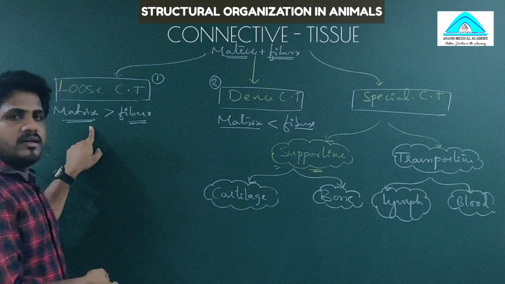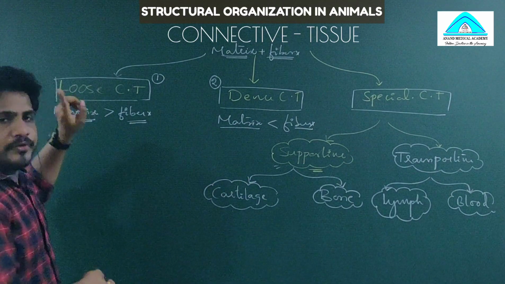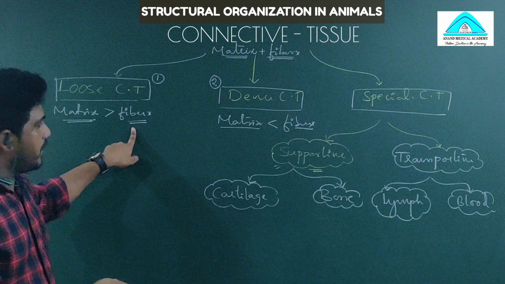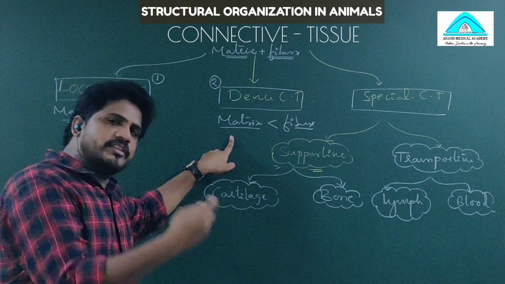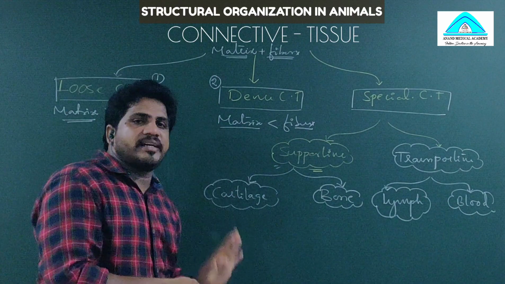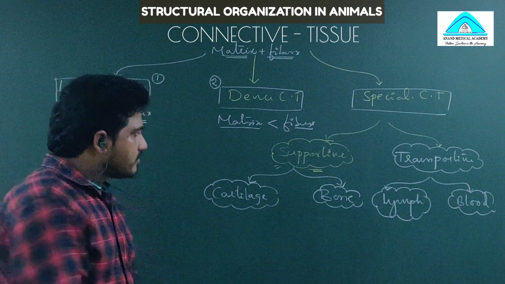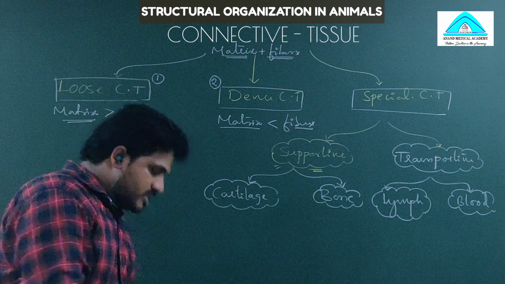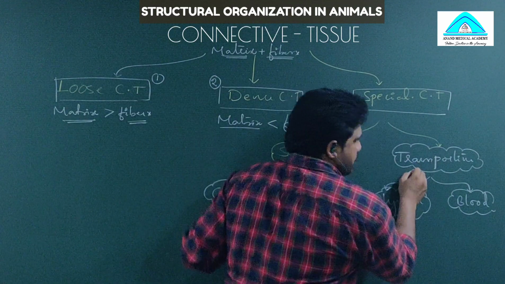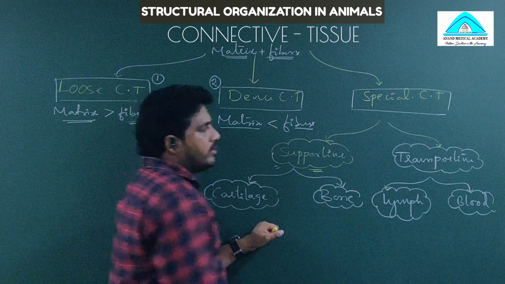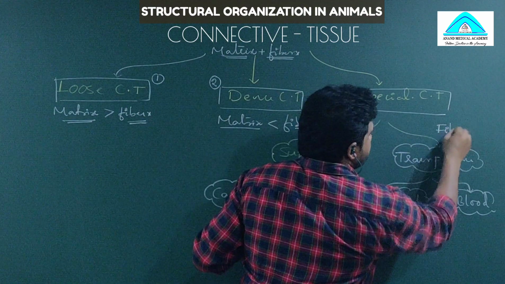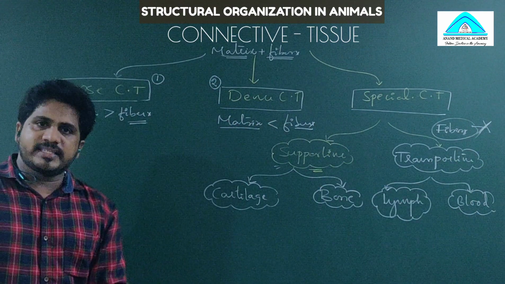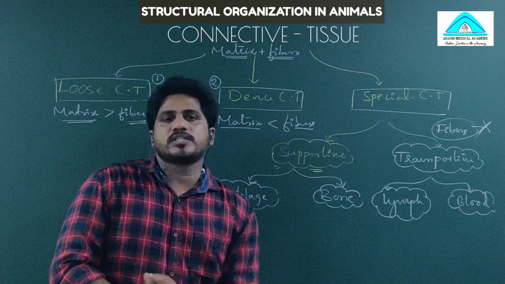If you see loose connective tissue, inside the matrix fibers and cells are present, but the ratio is different. Inside dense connective tissue, even though the ratio is different, inside the matrix cells and fibers are placed. In specialized connective tissue also matrix, fibers and cells are present, but in the case of transportive tissue, mainly blood and lymph, fibers are absent. Fibers don't exist in the transport tissue. It is a very exclusive point.